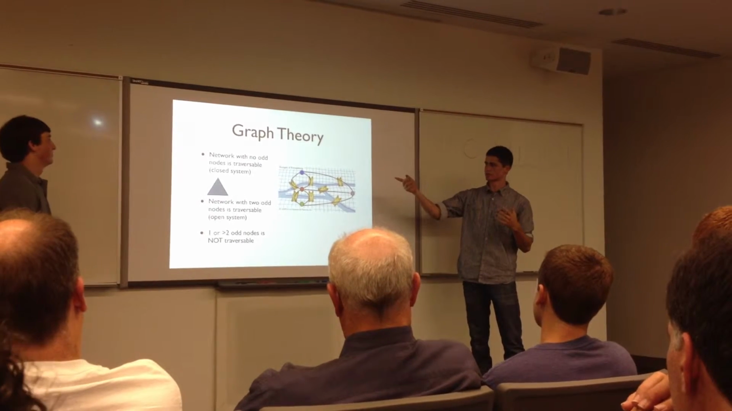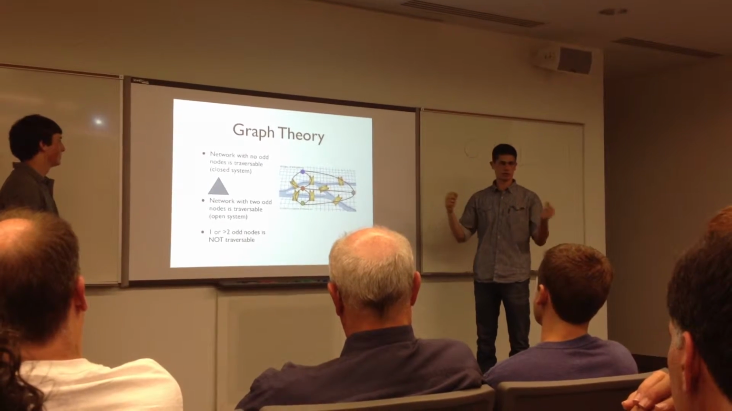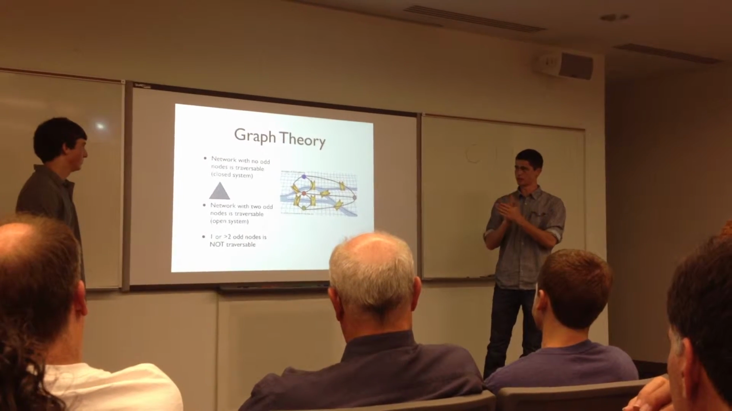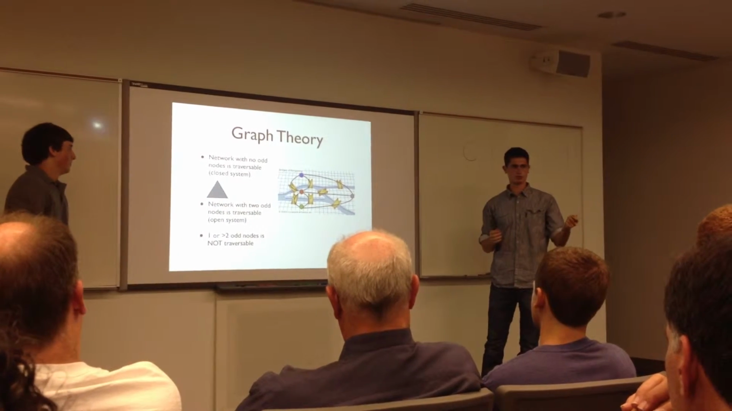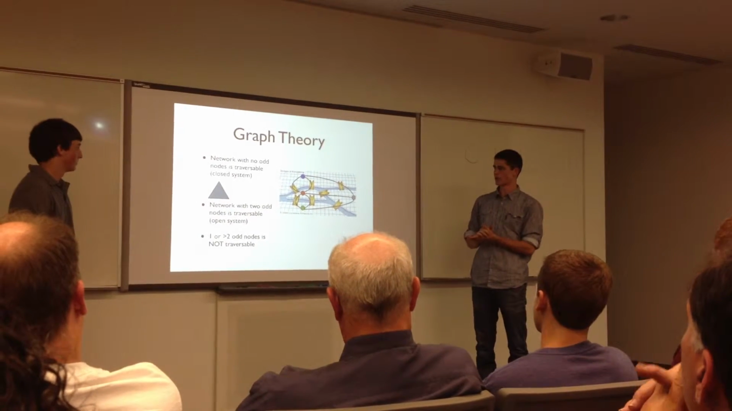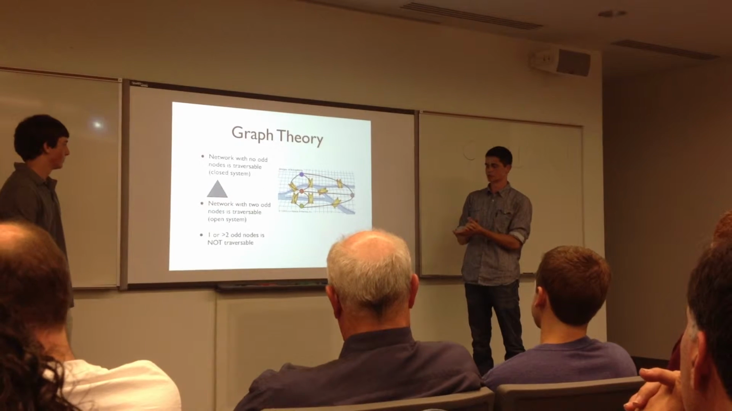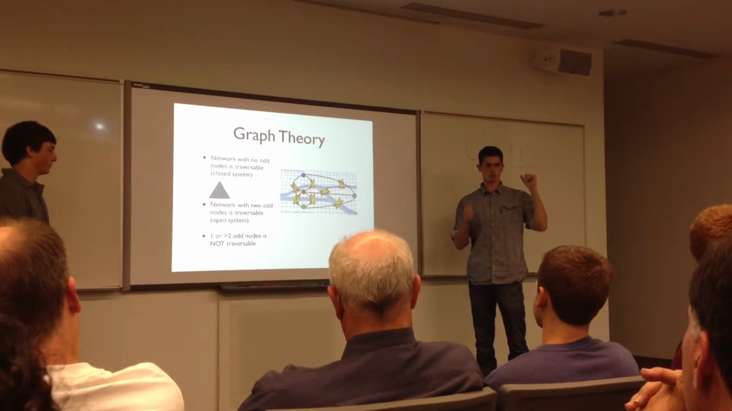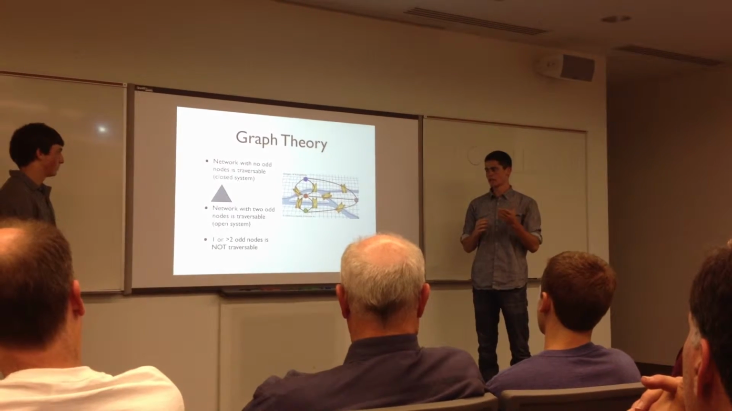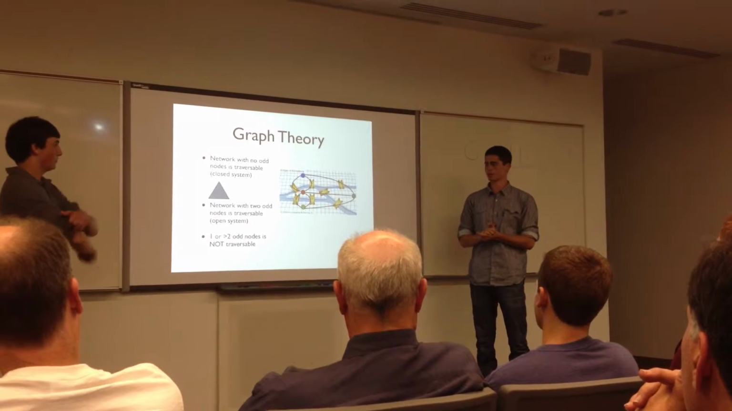So an example of this first rule would just be a triangle. It's got 3 nodes on it. Each node has 2 lines or 2 vertices coming off of it. There's no odd nodes, which makes it traversable. You can draw around it without taking your pencil off the page. Second rule, a network with 2 odd nodes is traversable. An example of that is just 2 points with a line in between them. Each one has an odd vertex, and you can just draw straight to it.